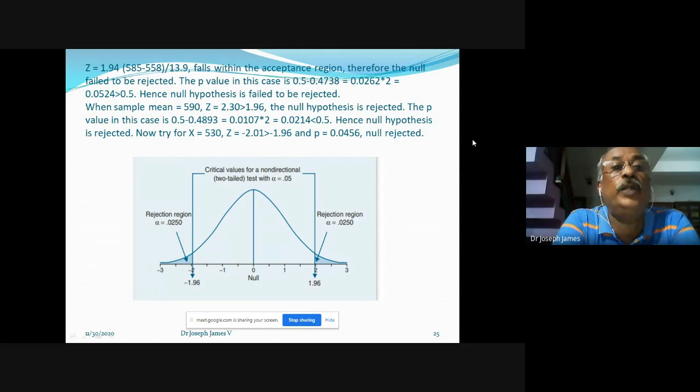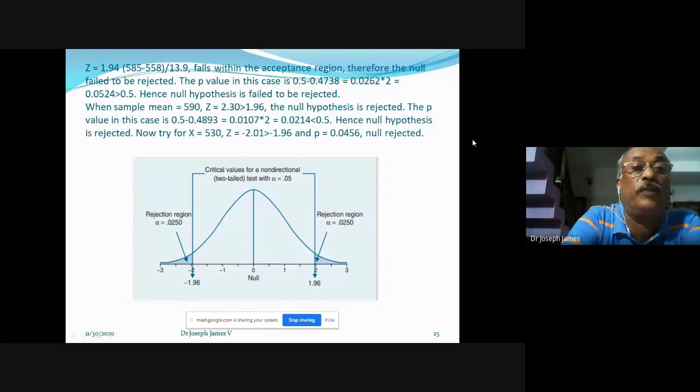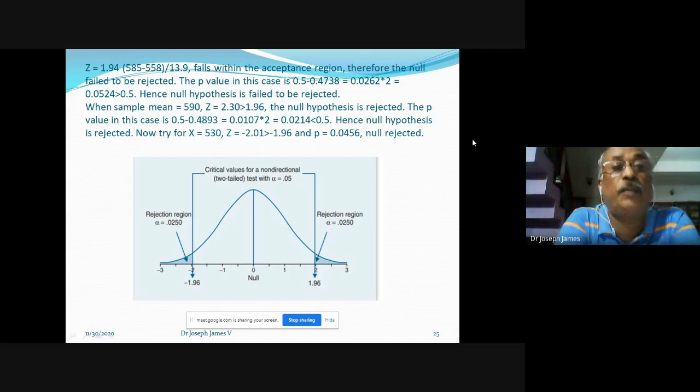That p value is greater than 0.05. Sorry, it is 0.05, not 0.5. Read it as greater than 0.05, not 0.5 but 0.05. Greater than 0.05, and therefore the null hypothesis is failed to be rejected.